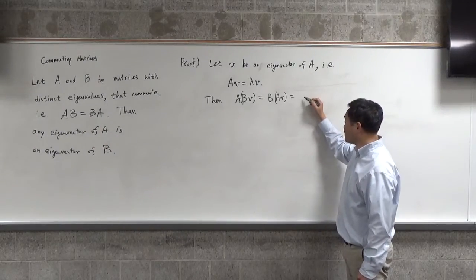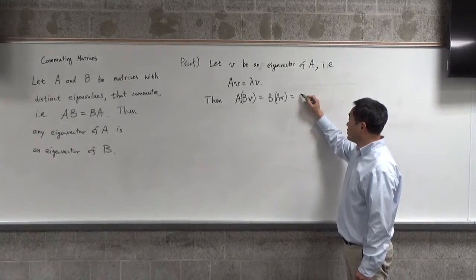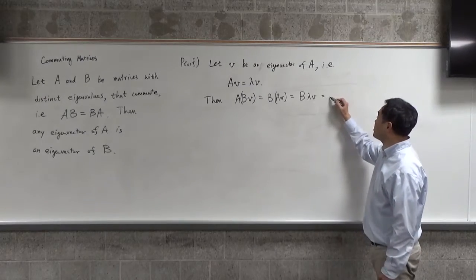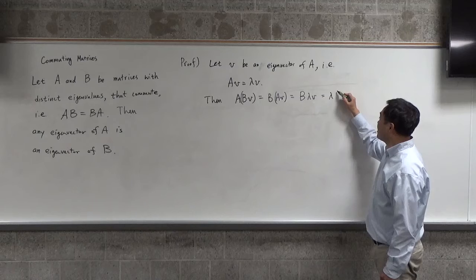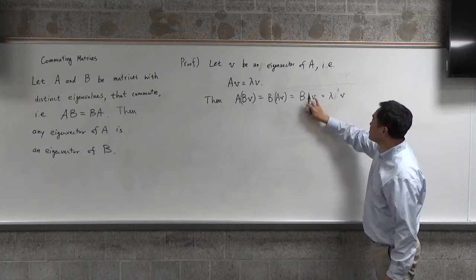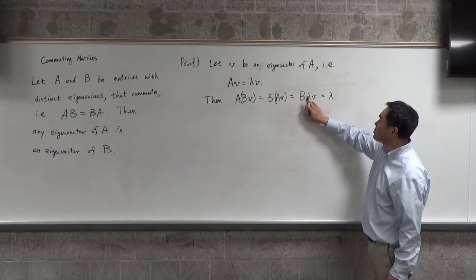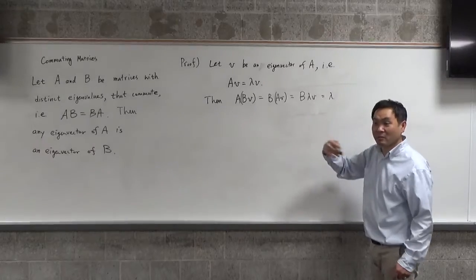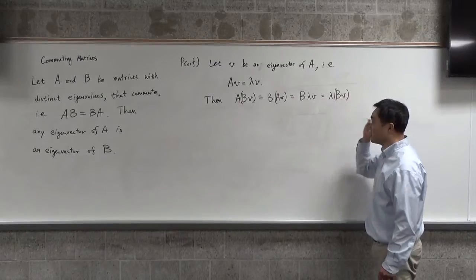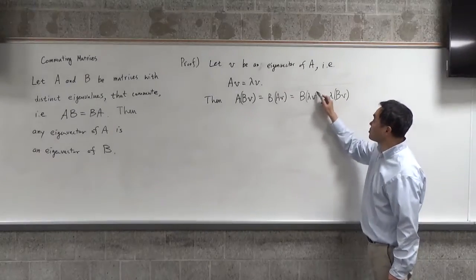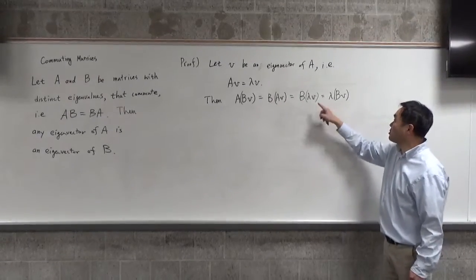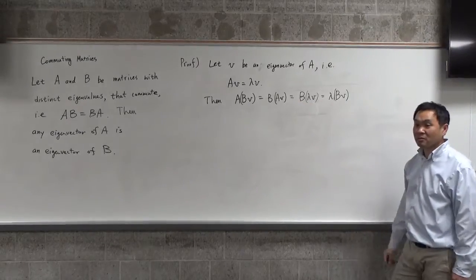And that gives you B times lambda V, which gives you lambda times B times V, sorry. Because lambda is a number, I can switch. Numbers commute with any matrix. So lambda can be put in front, and I can do this. From here to there, I'm just using the fact that AV is lambda V. So I'm just replacing AV with lambda V. And then B times lambda V, I can just pull the lambda out.